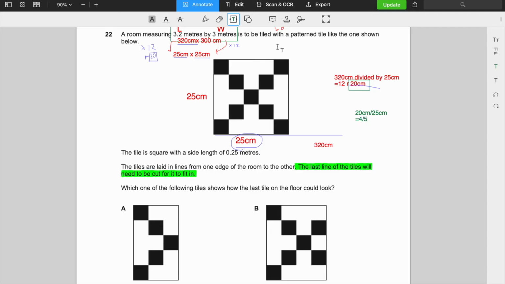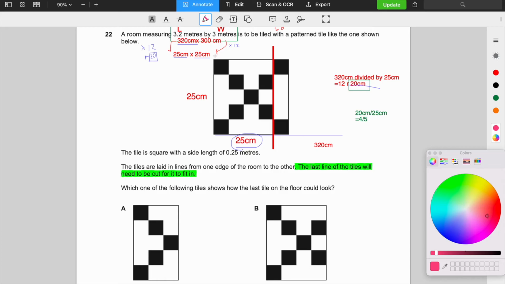So we basically want 4/5 of this tile to fit in. So that will actually look like what? Well, this has 1, 2, 3, 4, 5 squares, so 4/5 will look like this. Does that make sense?